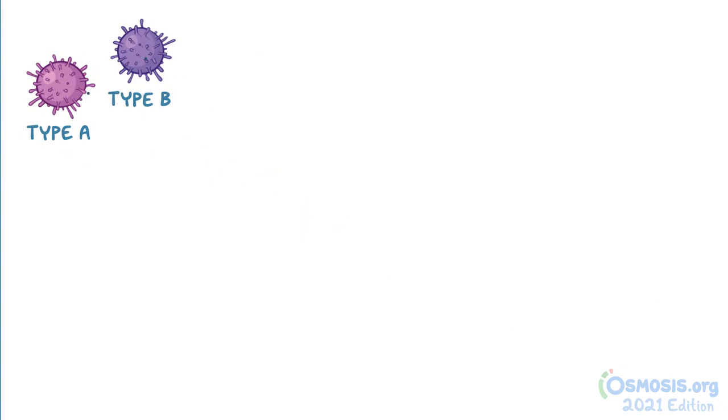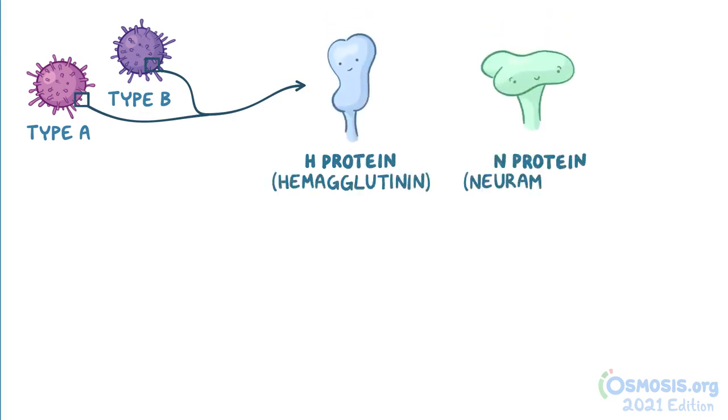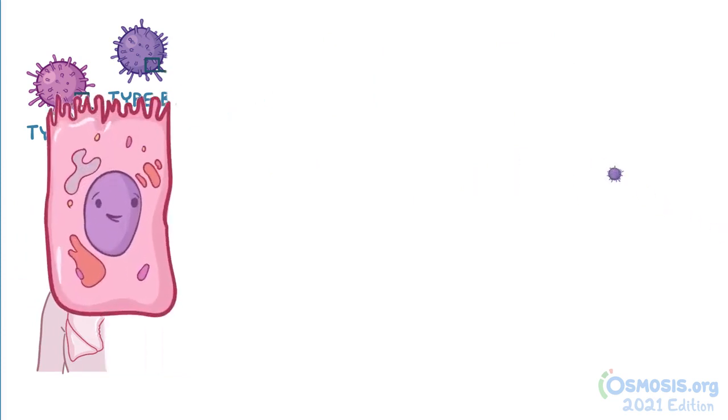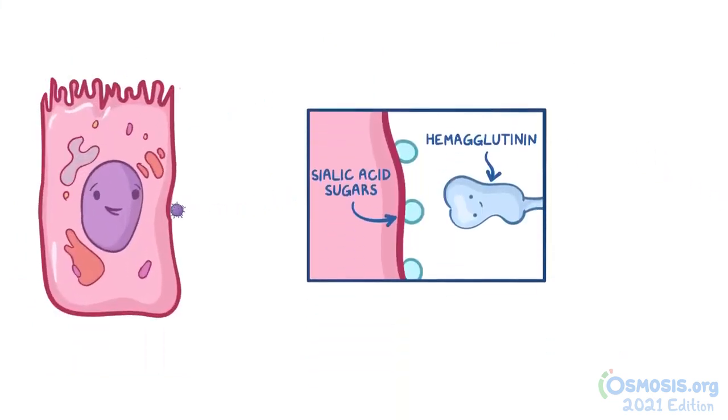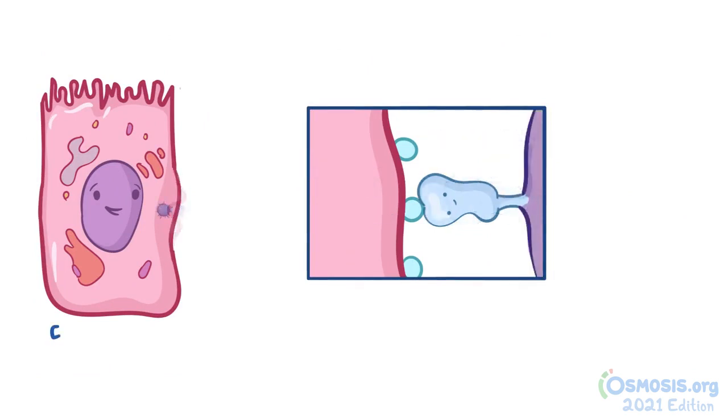These viruses have two types of glycoproteins on their protective envelope: H protein, or hemagglutinin, and N protein, or neuraminidase. When the flu virus enters the body, it uses hemagglutinin to bind to sialic acid sugars on the surface of epithelial cells in the upper respiratory tract. Once bound, the cell swallows up the virus in a process called endocytosis.